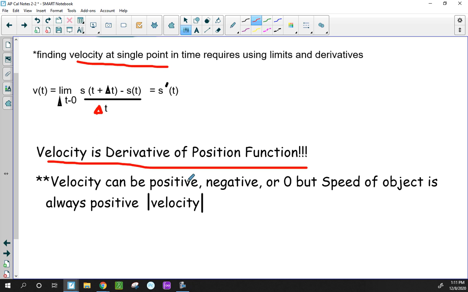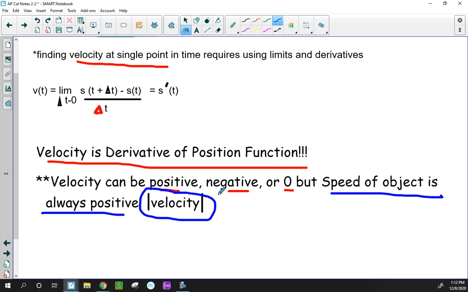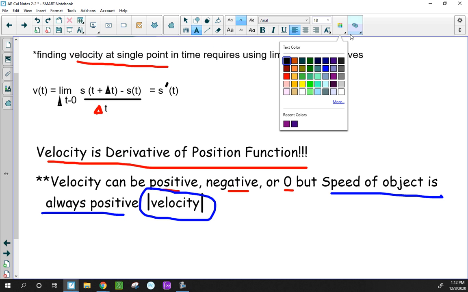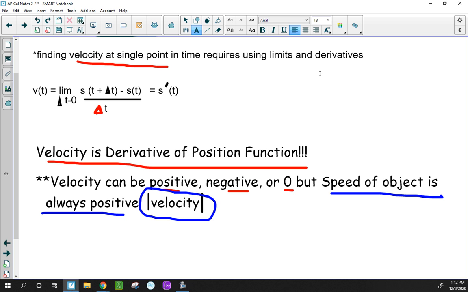The velocity can be positive, it can be negative, or it can be 0. The speed of an object though is always positive because speed is equal to the absolute value of velocity. This is giving you information that deals with an intro to physics. So making sure, because I know we all have different levels probably of knowledge of physics.